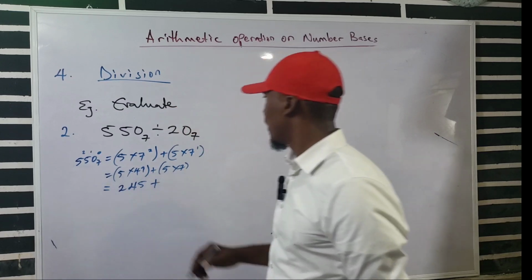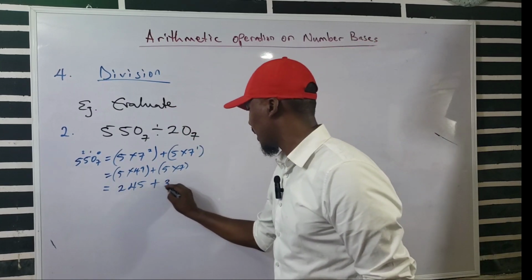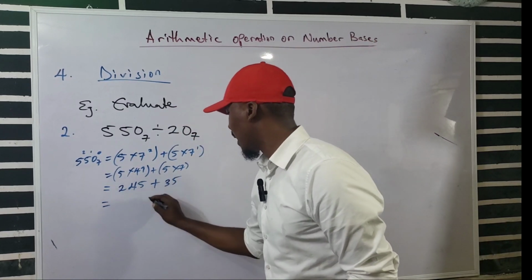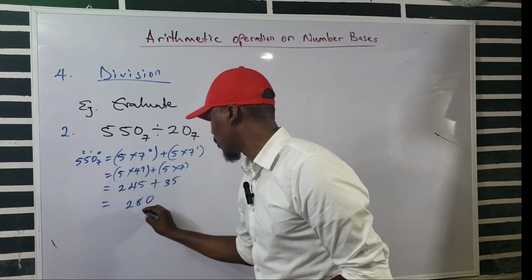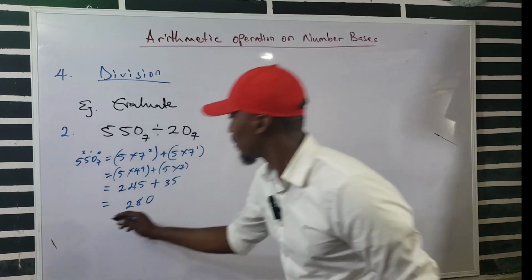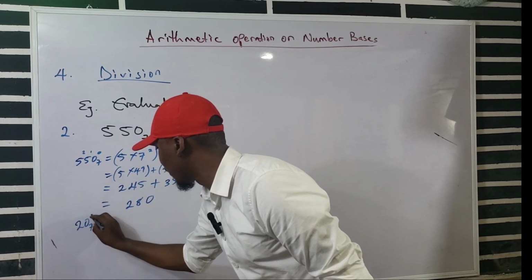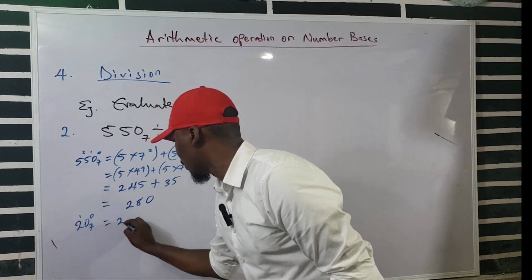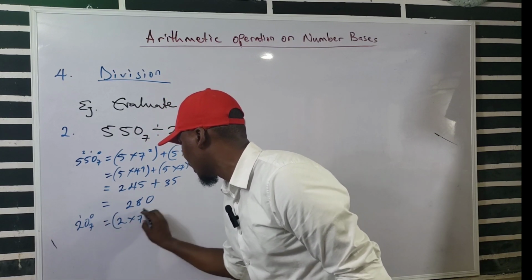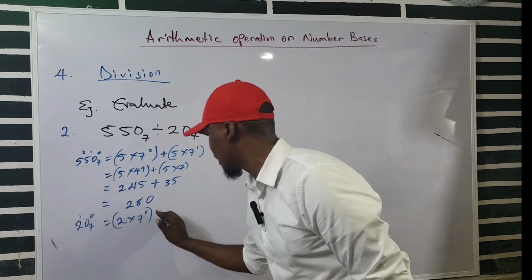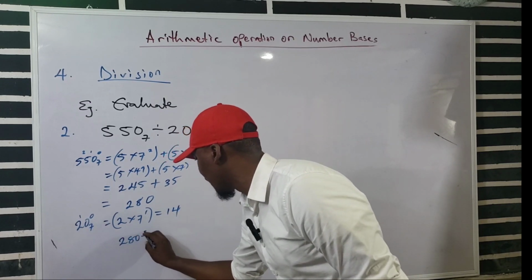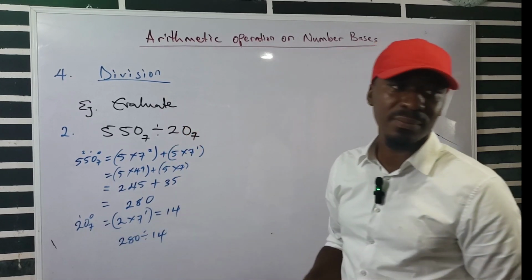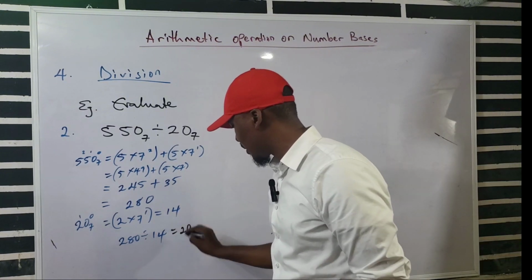245 plus 5 times 7, that will give us 35. So when you add that, that will give you 280. Then 20 in base 7, that will give you 2 times 7, which is 14. The zero I don't need to do that. So 280 divided by 14 will give you 20.